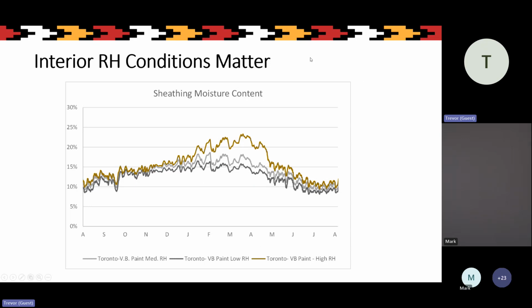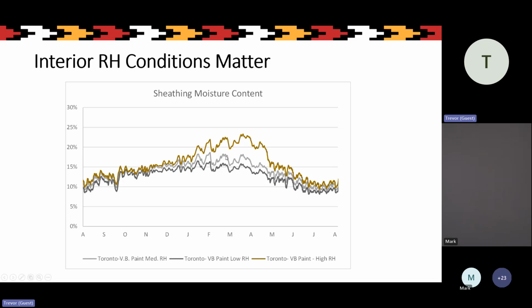The other thing that matters is the interior relative humidity. So this is a really big issue in Indigenous housing where we get into overcrowded conditions. And we get a lot of moisture generation inside of a small house. And so what we can see here is just one example from Toronto. It's probably not as dramatic as it could be if we looked at it in a colder climate. But even just looking at Toronto, so the gray, again, was that Toronto with vapor barrier paint. So we still went well below 20. That's with what I'm calling medium RH. So that's, I think, 35% relative humidity in the winter.